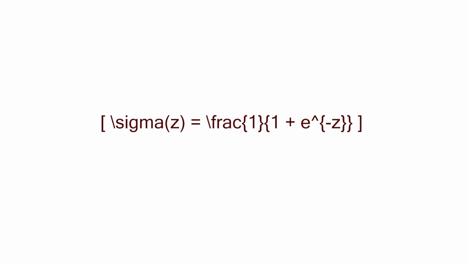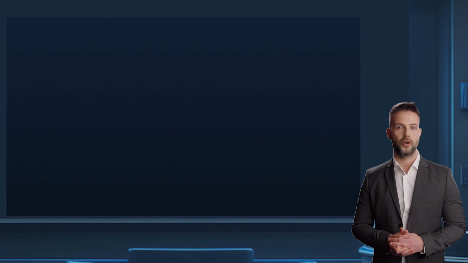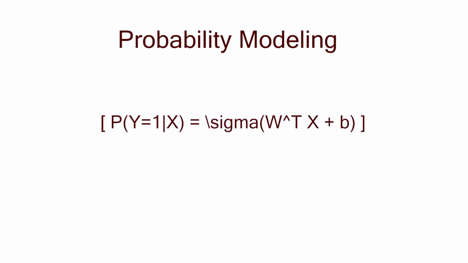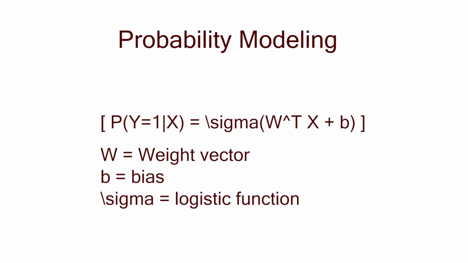So how does logistic regression work? Magic, of course. Kidding. Here we go, how it works. First, we have the probability modelling. In logistic regression, we model the probability that the output y belongs to class 1, like spam, given the input features x, where w is the weight vector, b is the bias, and σ is the logistic function.